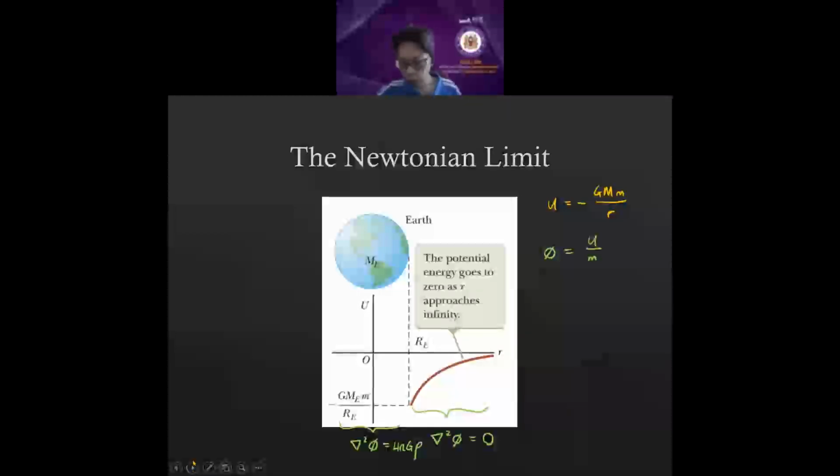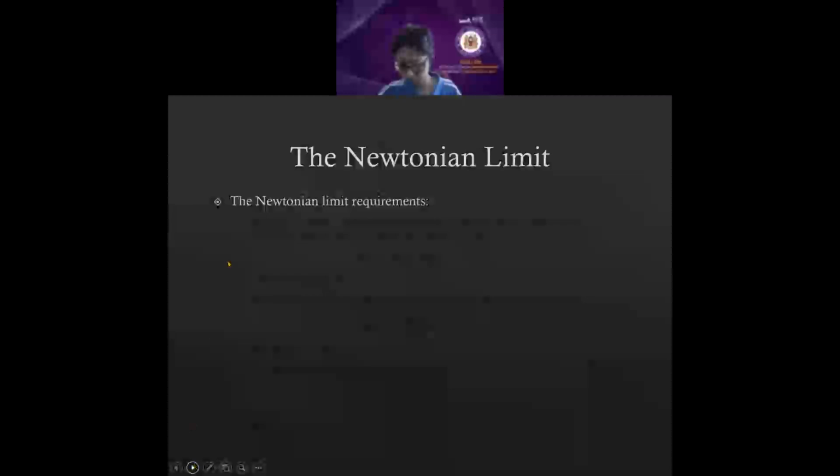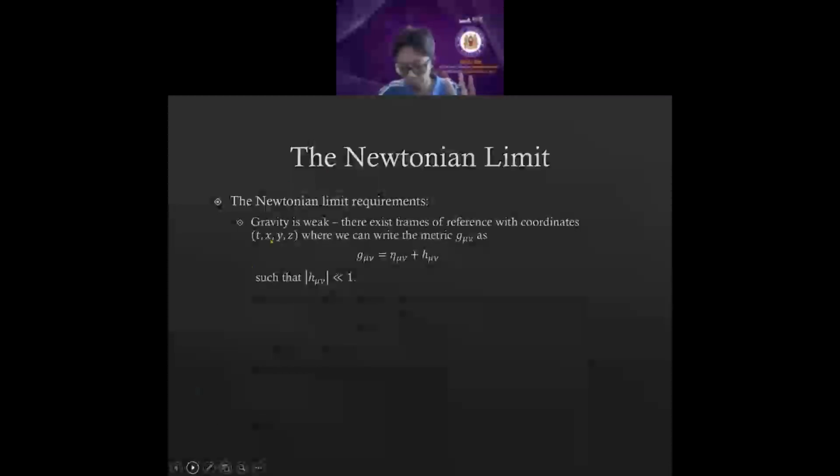Okay, the Newtonian limit. We define the Newtonian limit with three conditions. The first condition is that gravity is weak. That is the first condition of the Newtonian limit. So what does this mean?